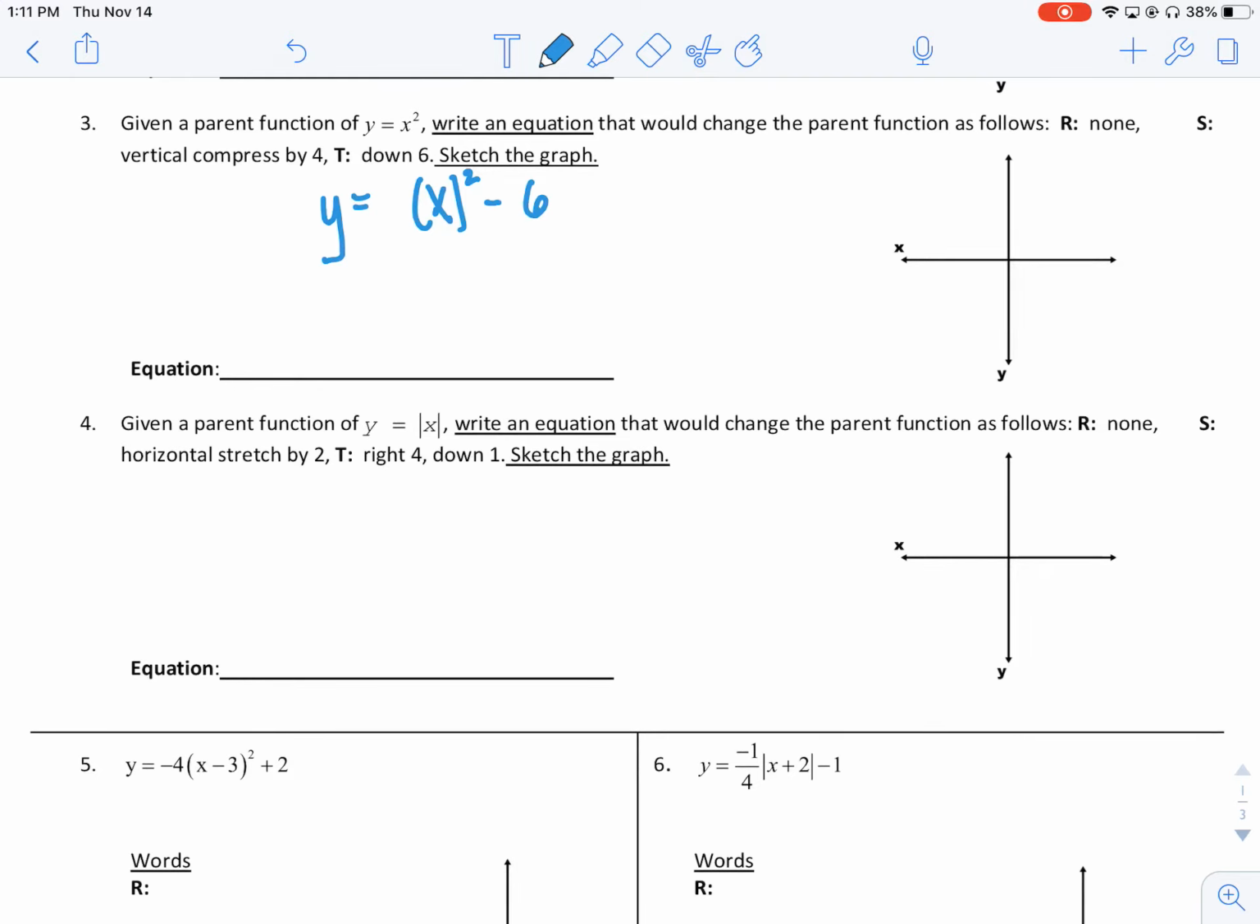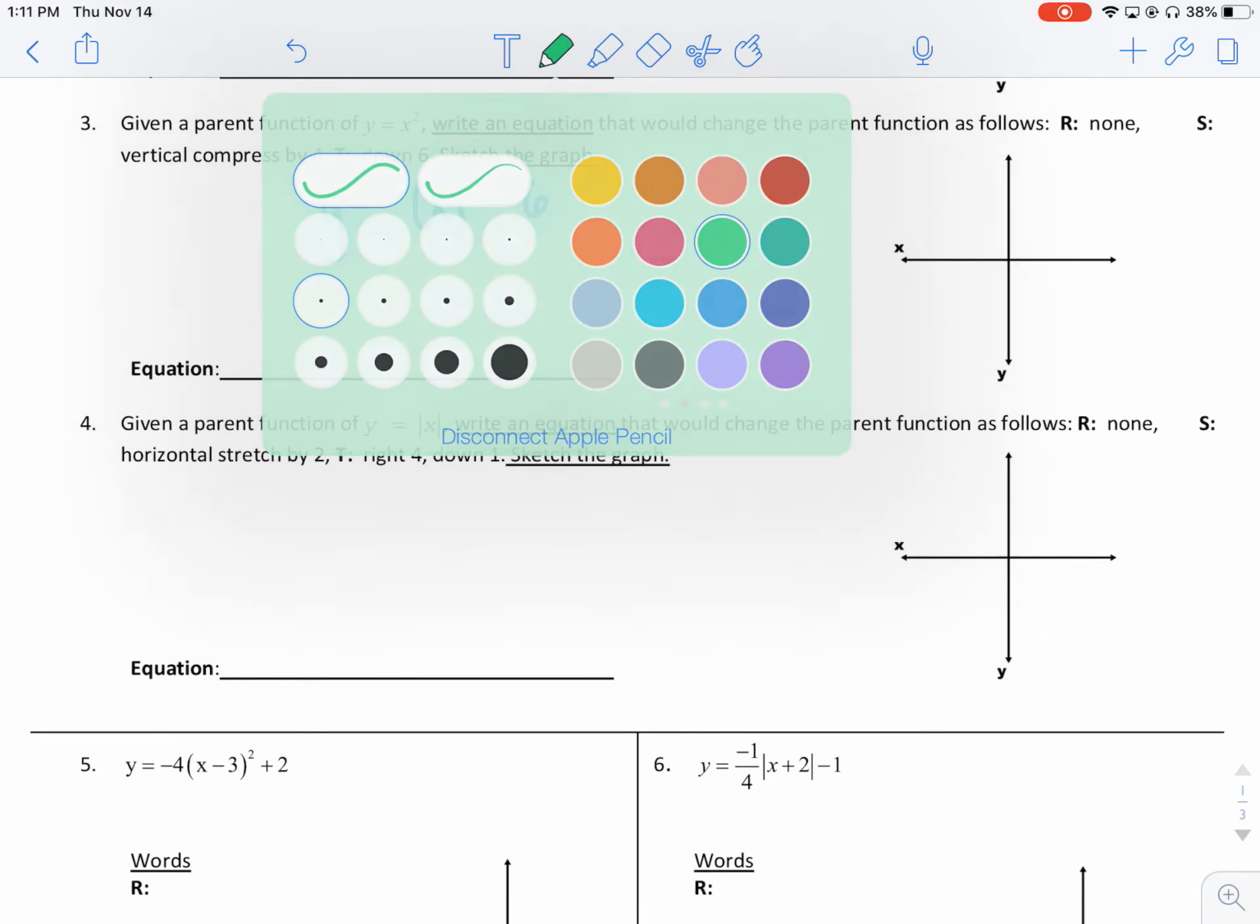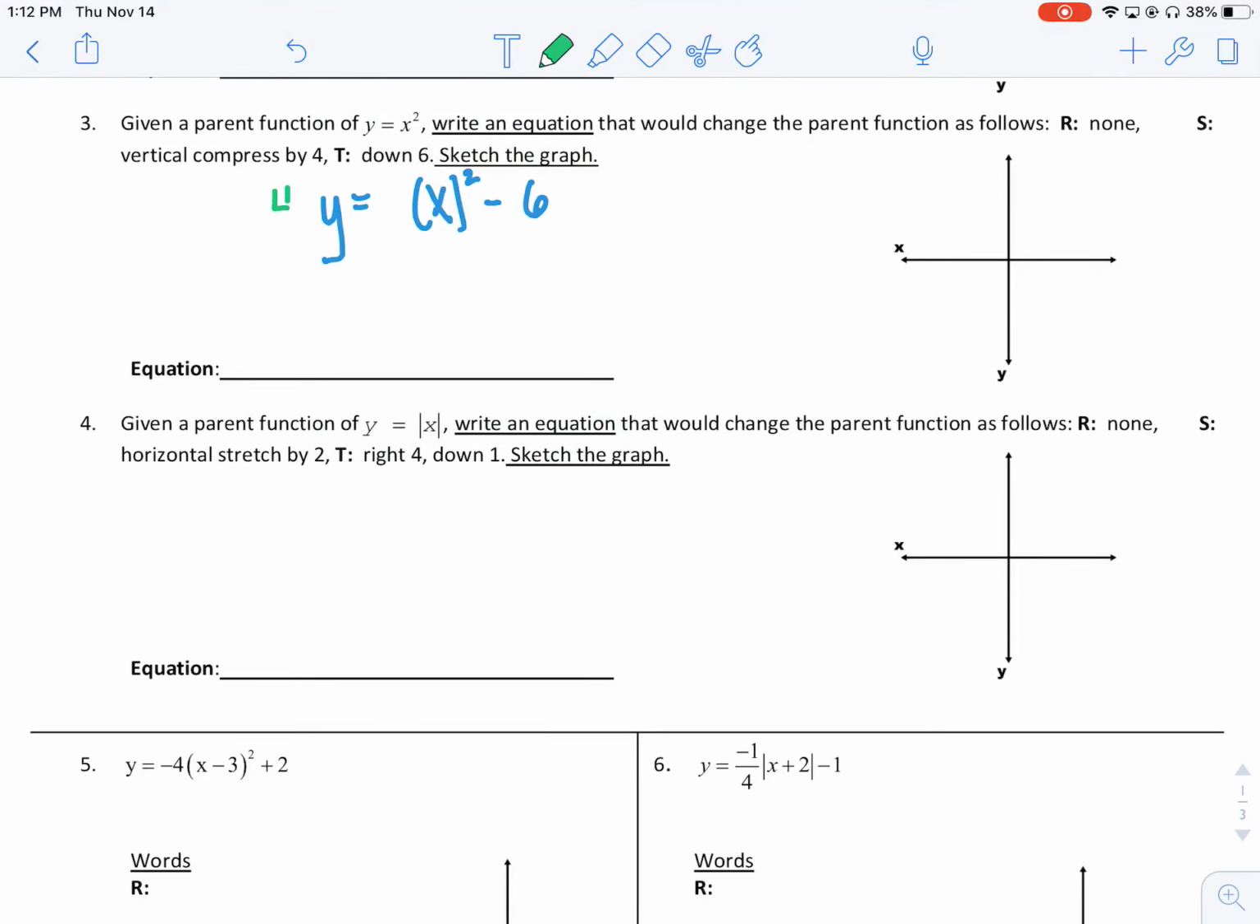Vertical compress by 4. So that means on the vertical side, compress is multiply, MC. So I multiply by 4 there, but when I transfer it over to the other side, it becomes a fraction. So it is a divide 4. Okay, so now it's gone from there and it's on the right side. There's no reflections, so there's no negatives, and it's just moved down 6. So I'll put my final answer down here. I'll clean it all up.